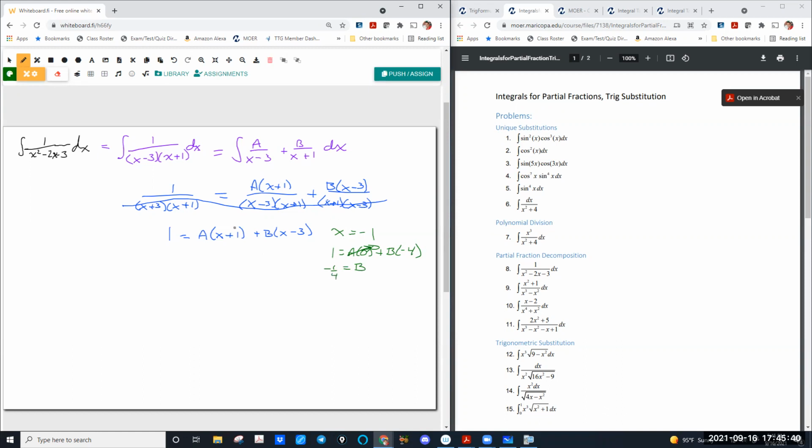Okay. The way I picked -1, I wanted to make this 0. So for this one, I'm going to pick x equals 3. And I get 1 equals A times 4 plus B times 0. And this, guys, this is mathematically sound. There's nothing wrong with this. It just isn't general enough to handle all of our cases.